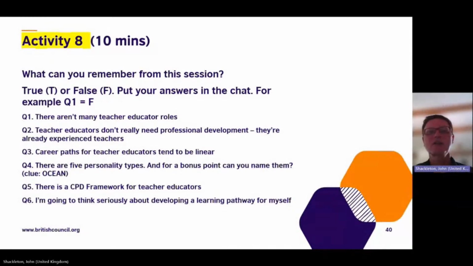Question four, 5 personality types. That's correct. Yeah. Can you remember them? Ocean: openness, conscientiousness, extroversion, agreeableness, and neuroticism. Okay. That discussion on personality types, something to think about. Yeah, a lot of controversy. Question number 5, is there a CPD framework for teacher educators? Well, yes, there is. Yeah, and it's a really good starting point for any learning pathway that you're hoping to develop. And question 6 is obviously true, I hope.